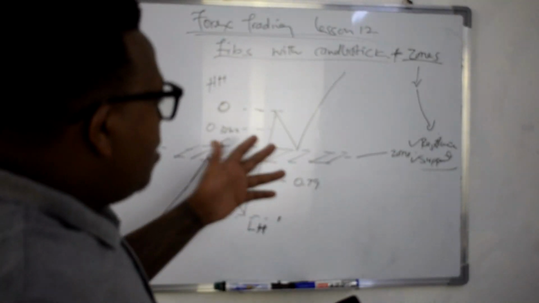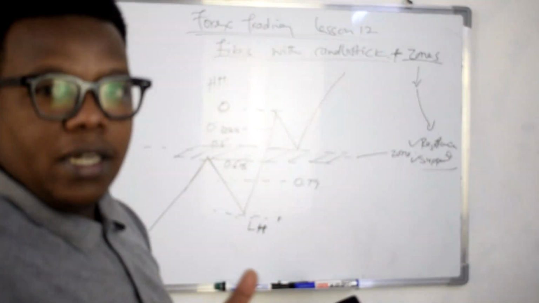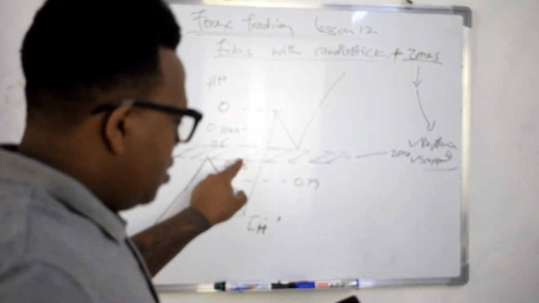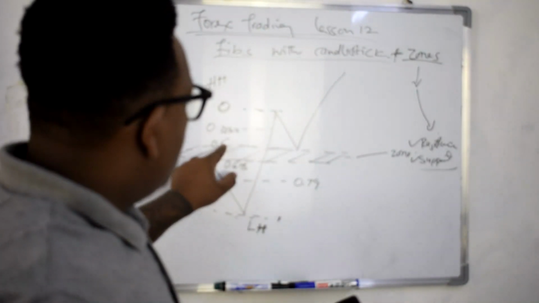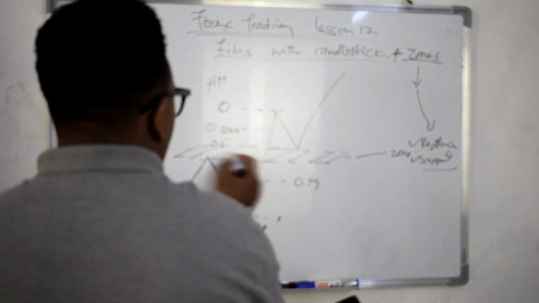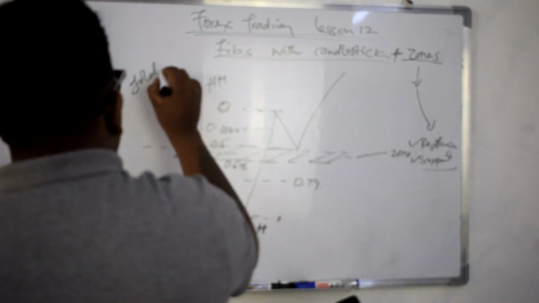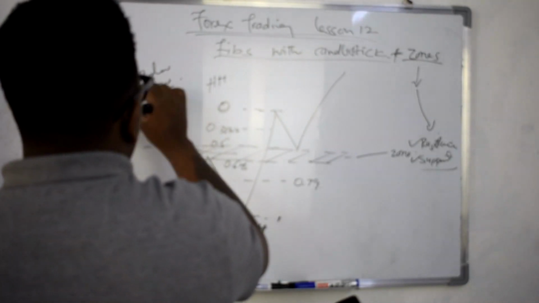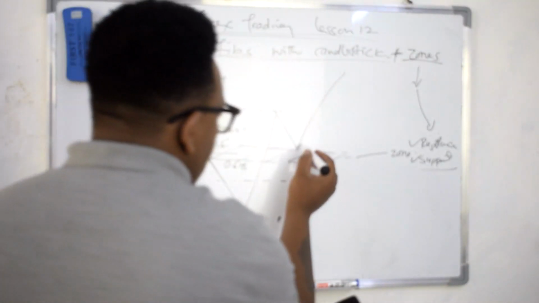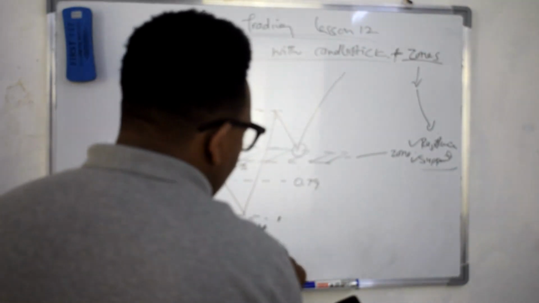These zones could be a support or resistance zone. If you pull your Fibonacci, in most cases the market retraces to the 0.5 and 0.618 levels. This is what we call the golden zone. I've said this time and again, it's called the golden zone.